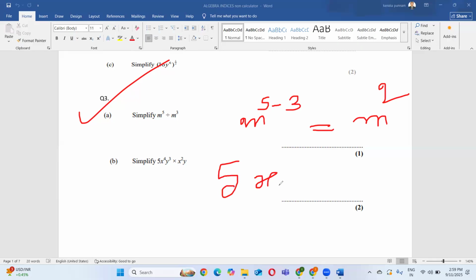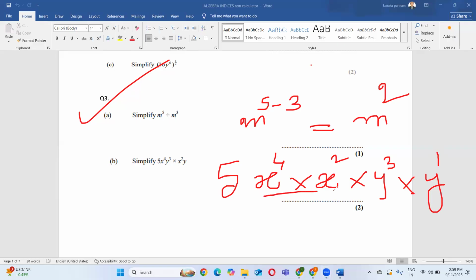Now, what next? x4. On the other side, we have x2, right? And then we have y cube. On the other side, we have just y. If there is no power, you can just write it as 1. And you see here, the bases are the same, right? One time the multiplication, so the powers will be added. Another one the same, multiplication, the powers will be added. Then the final product will be the answer: 5x6, x power 6, y power 4 is the final answer.